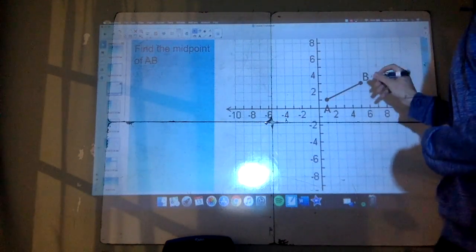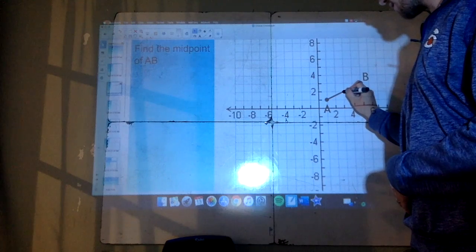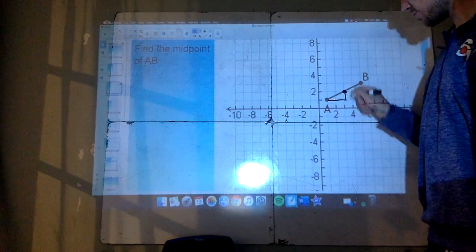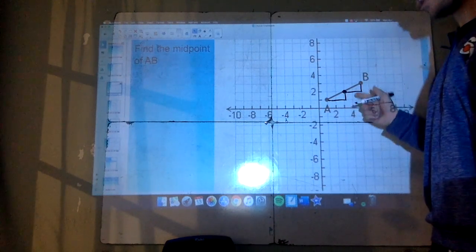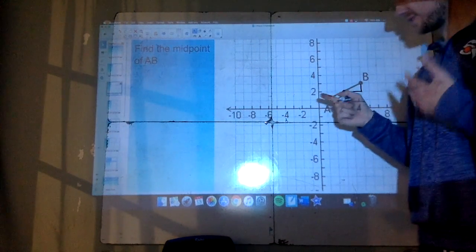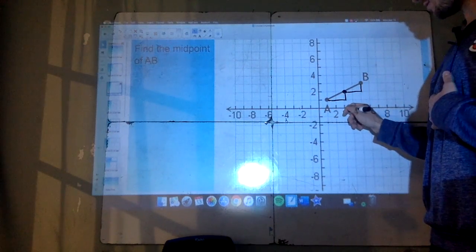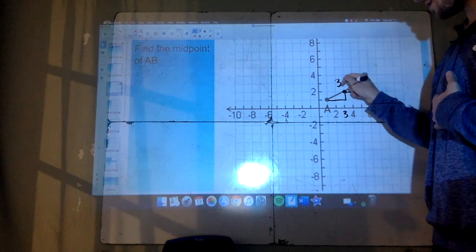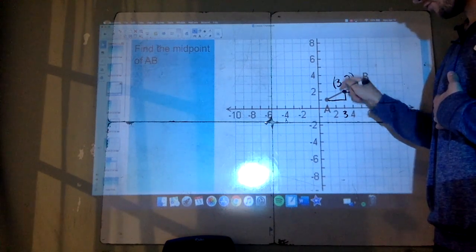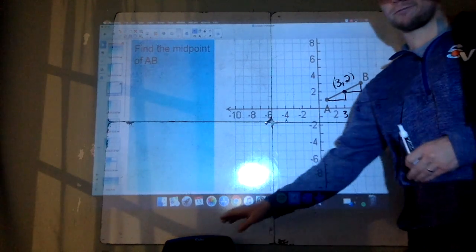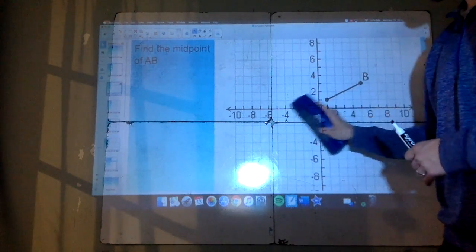If you guessed this spot right here, you would be correct because we go over 2, up 1, over 2, up 1. That sort of slope is the same both times, so it's the middle. So it would be the point 3, 2. Over 3, up 2. That would be the middle point of that graph. So let's move on.